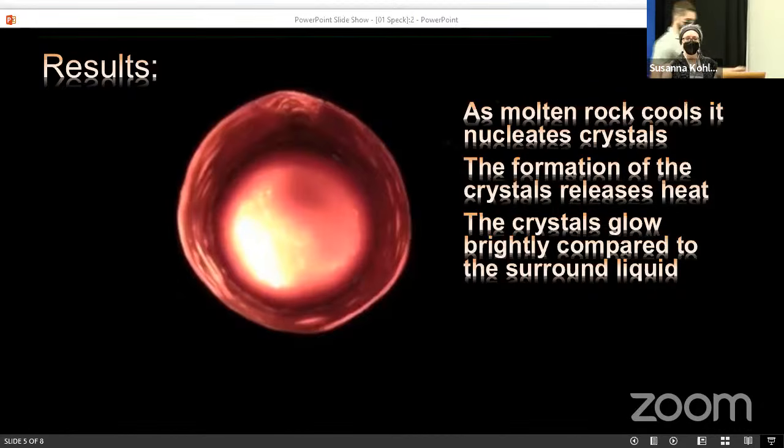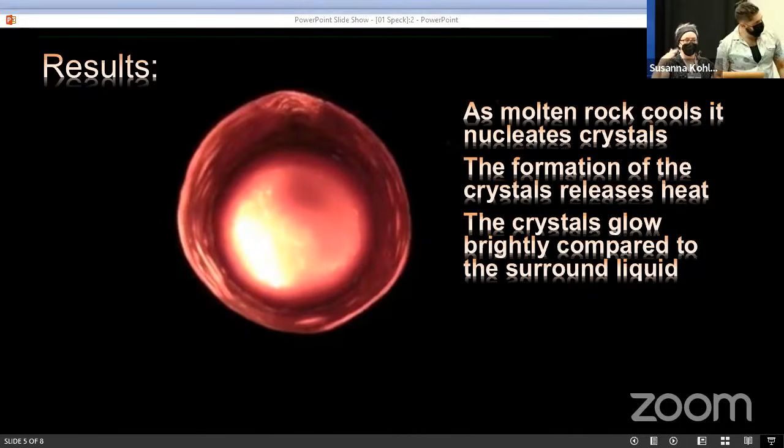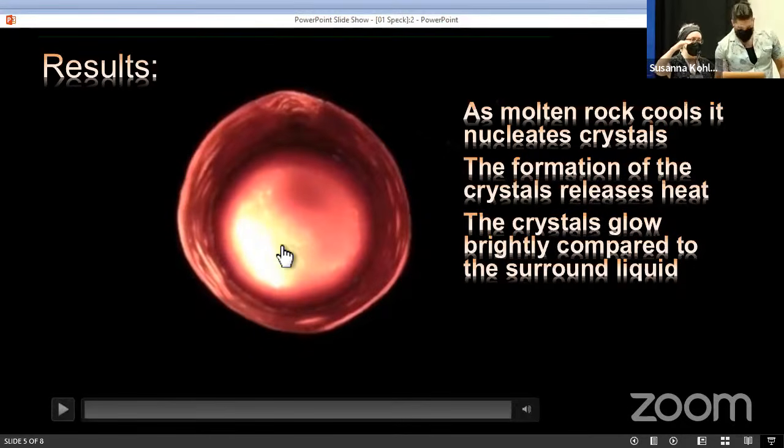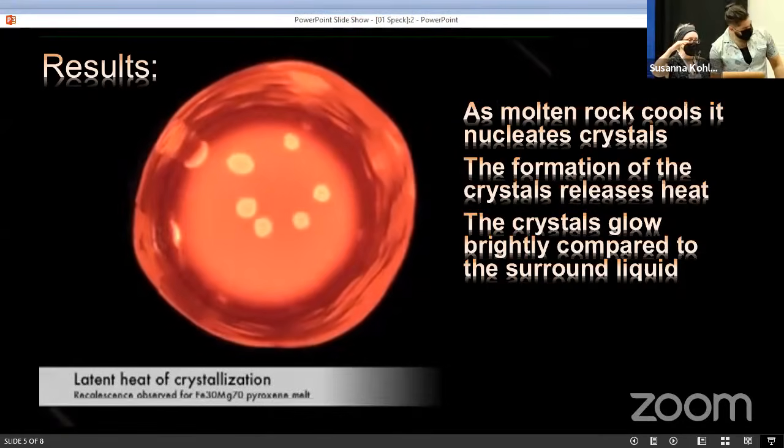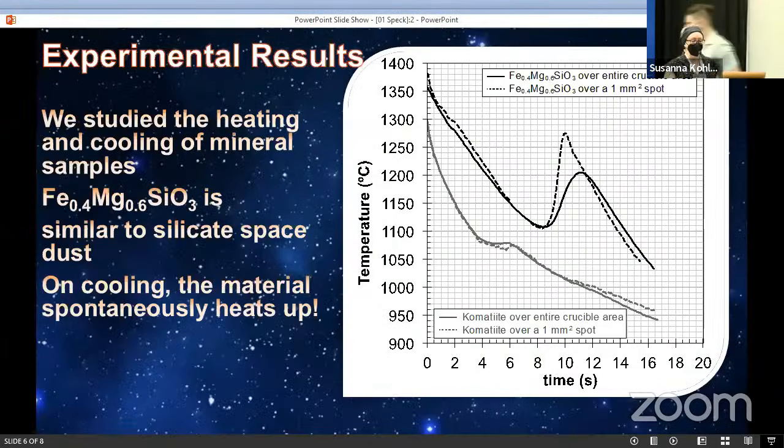Okay, so what's actually happening here is we've actually monitored this. So here we've got a graph of temperature and time. Don't worry about the bottom line. That's a different composition. These were experiments that were done for geology rather than astronomy. But the top one is an experiment where we're looking at that same composition.